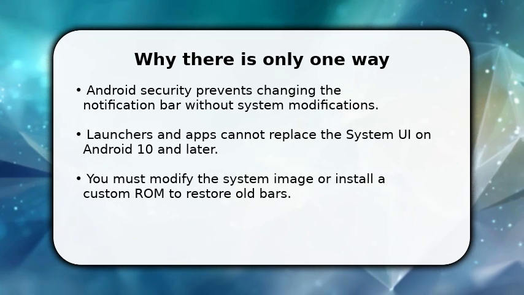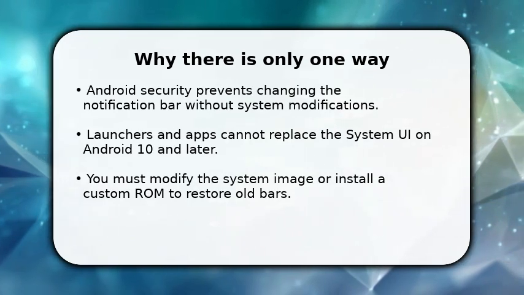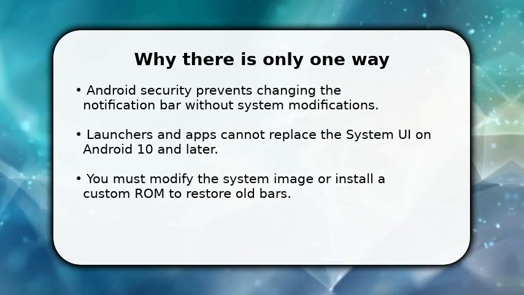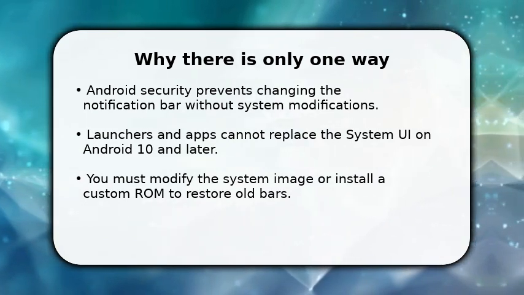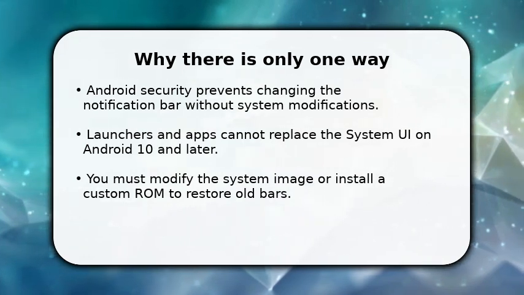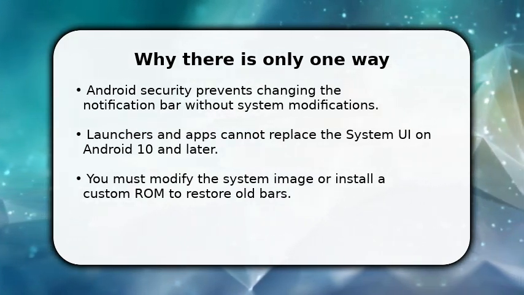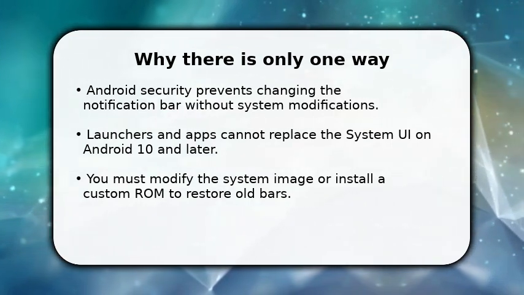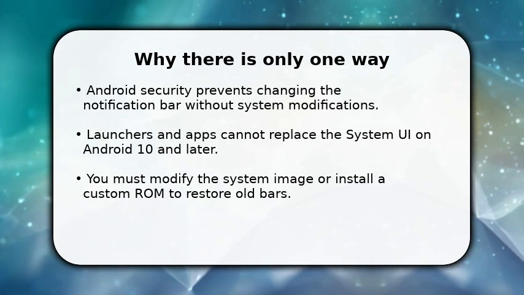Android enforces system UI integrity for notifications and status bar behavior. This prevents ordinary apps from restoring an old notification bar. Launchers cannot change the core notification shade on Android 10 or later. The only viable method is a system-level modification like a custom ROM or a patched system UI.